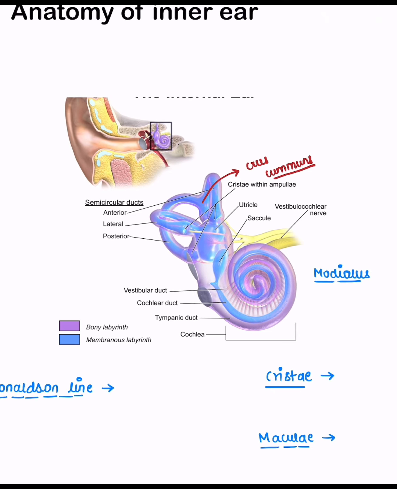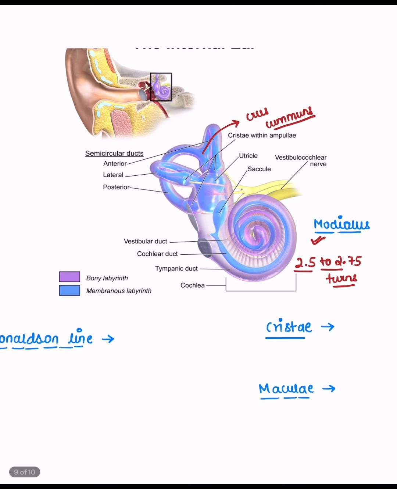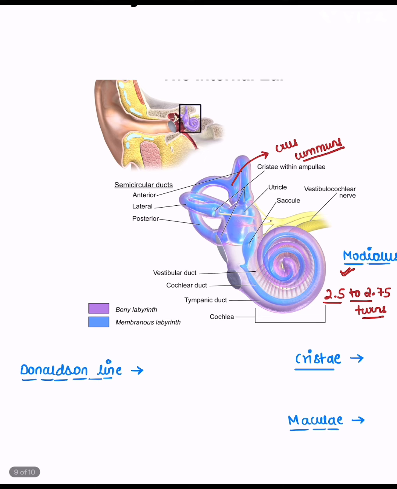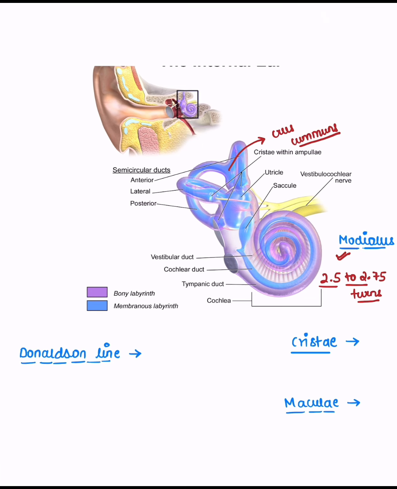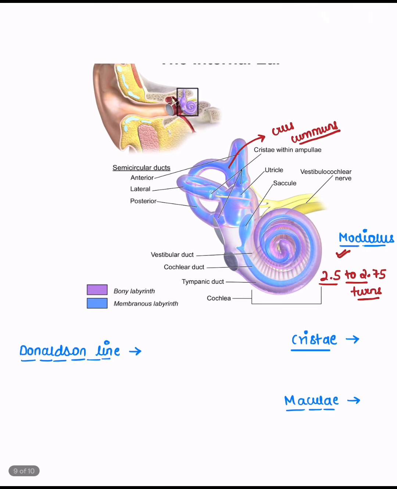The cochlea takes 2.5 to 2.75 turns around a pyramidal process which is known as the modiolus. The inner ear consists of two parts known as the bony labyrinth and the membranous labyrinth. The bony labyrinth contains perilymph and the membranous labyrinth contains endolymph.